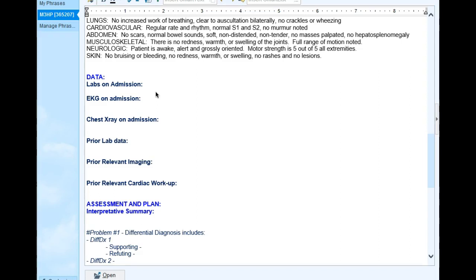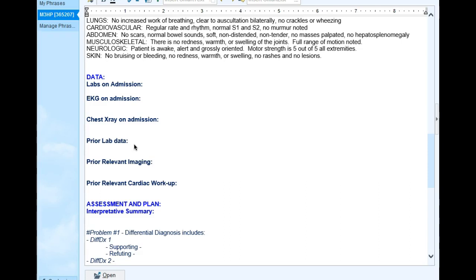Prior lab data. This is really key: if you're trending any labs, like a patient coming in with a new creatinine elevation and you're saying that the patient has acute kidney injury, it's really helpful to know what their baseline is. Including data from the past so that your reader can get a better sense of exactly what's new, changed, and worrisome is really helpful.